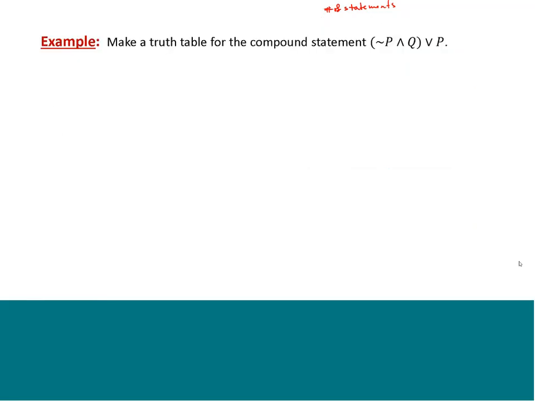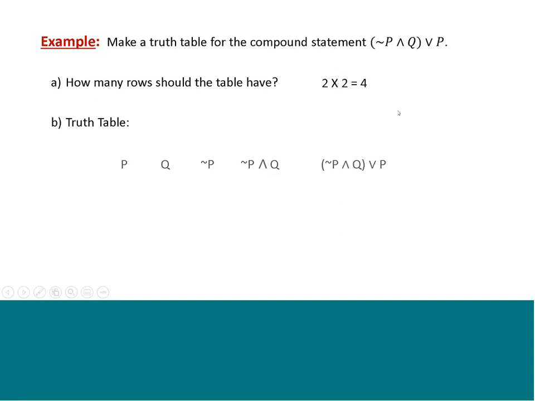All right. So let us look at an example. Suppose you were asked to create a truth table for the compound statement right here, we have not P and Q, and then that whole quantity or P. First thing is, well, how many rows should we have? And I would always recommend asking that of yourself first. In this particular case, we have exactly two simple statements. We've got the P and we've got the Q. So that means we'll have 2 raised to the power 2, or if you prefer, 2 times 2. So we'll have a grand total of 4 rows.